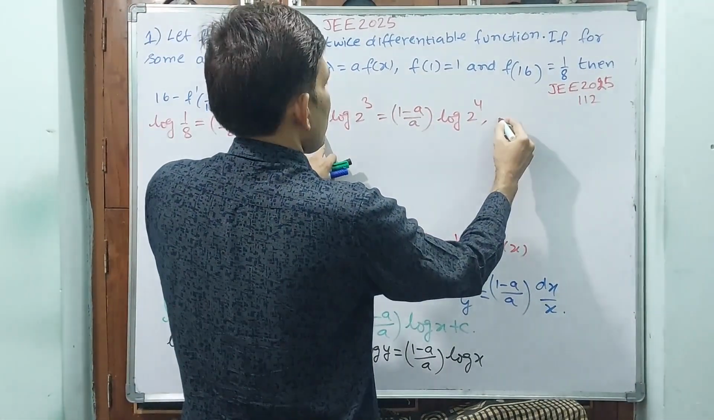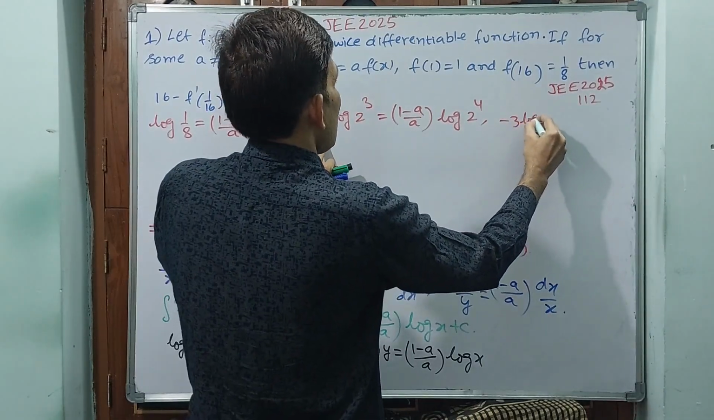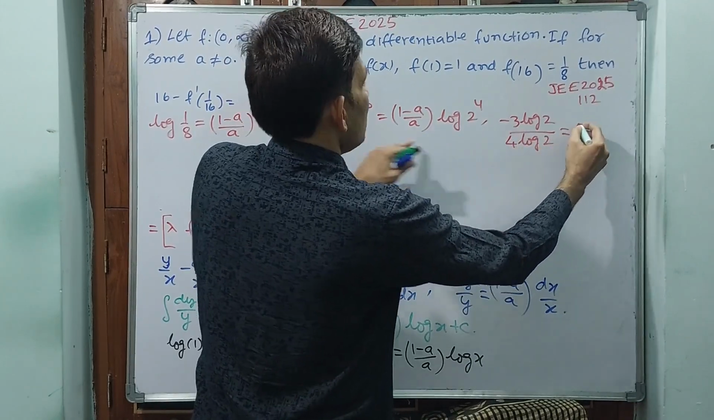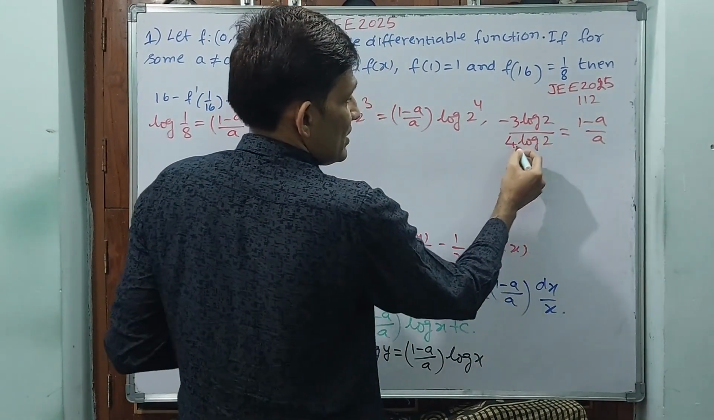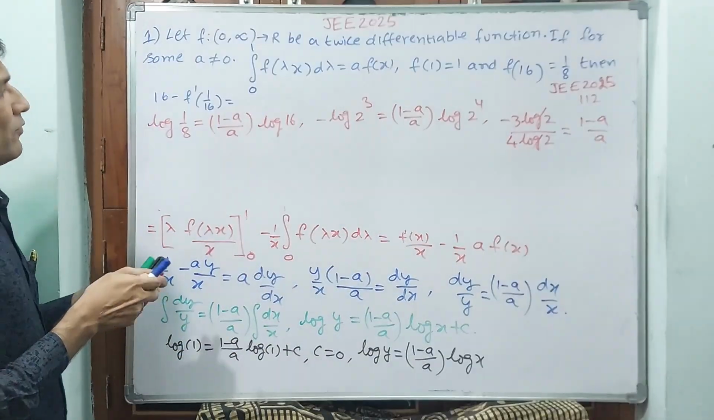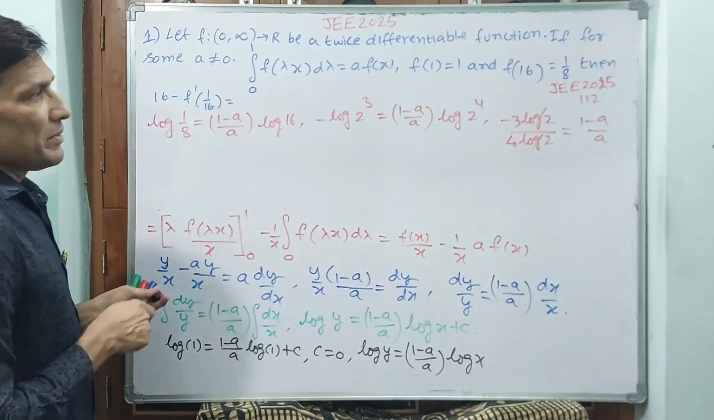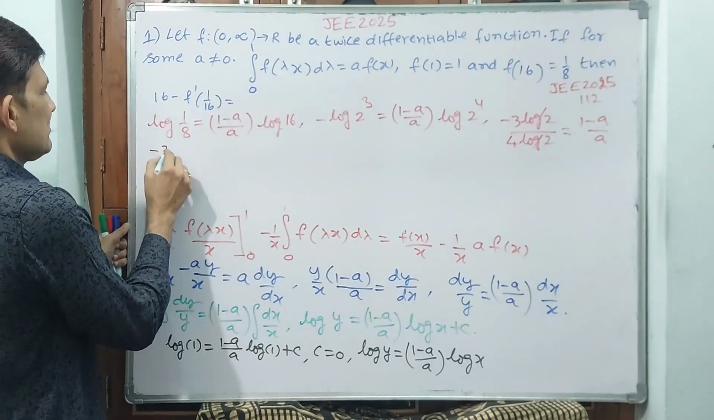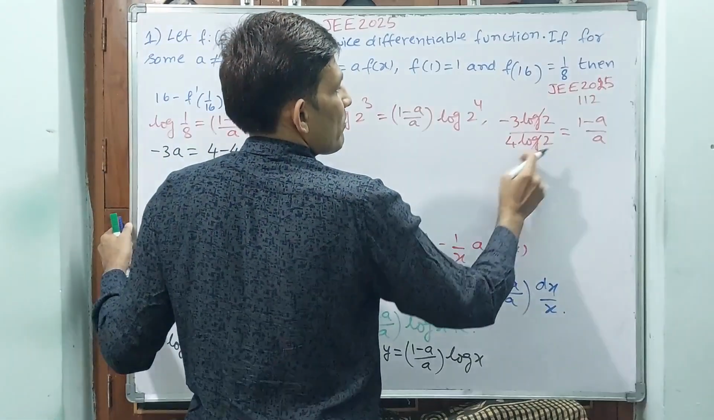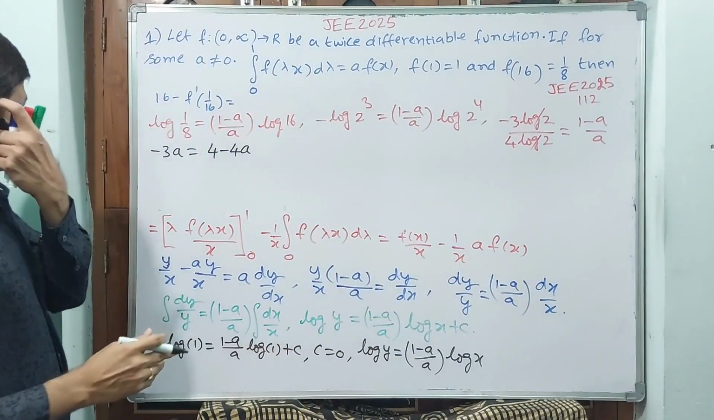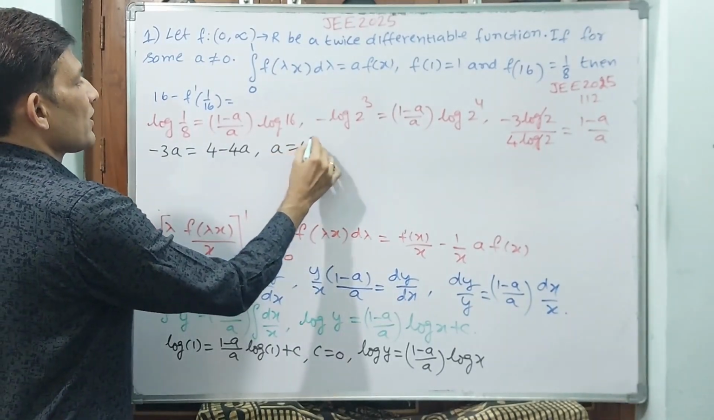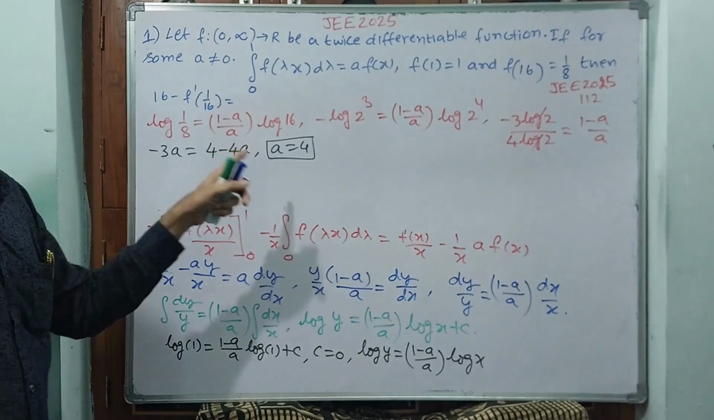That means minus 3 log 2 by 4 log 2 is equal to (1 minus a) by a. See here 3 and 4 are coefficients, only log 2 we can cancel out. That means minus 3 by 4 will be there. Minus 3a is equal to 4 minus 4a. Why? Because log 2 will not be there. Now 4a, if you send this side, what will happen? 4a minus 3a, a is equal to 4.